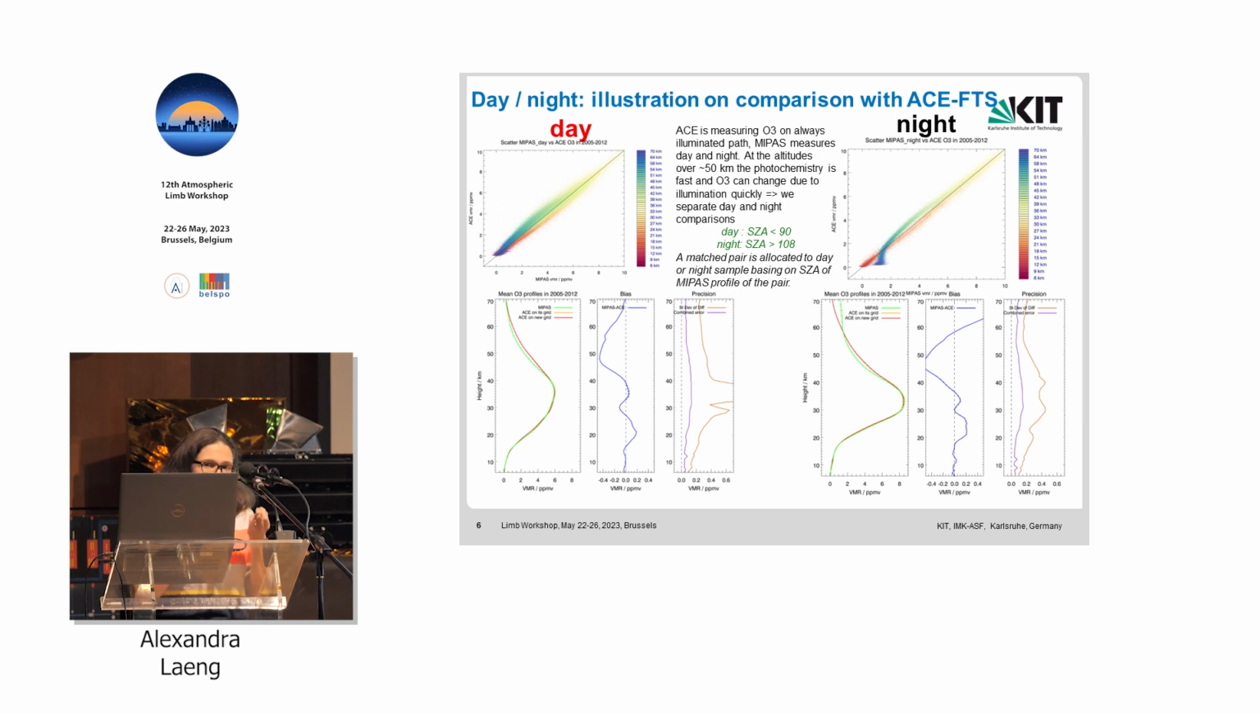I'm taking the solar zenith angle of MIPAS, but within 500 kilometers and 5 hours, you can have very different solar zenith angles. So by default, and this is just an agreement, in this study I'm saying that a sample is day or night based on the MIPAS measurement in the matched pair. Here on the left, you see the scatter plot of the ozone with MIPAS day and ACE, and on the right, the scatter plot of MIPAS night and ACE.